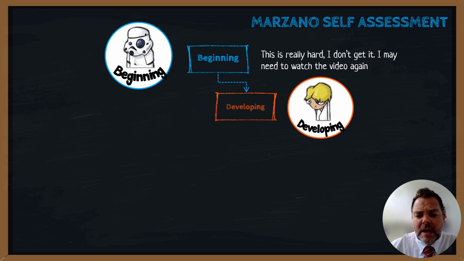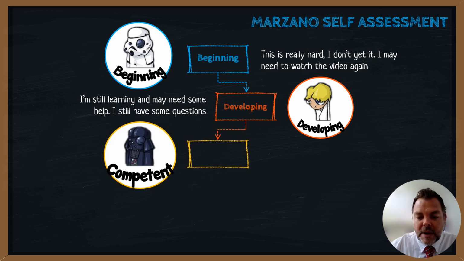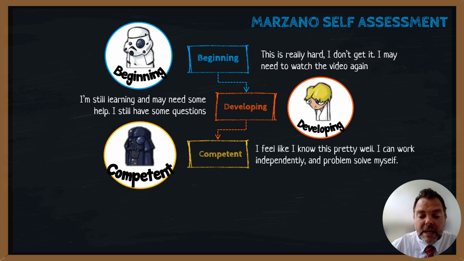And the next stage is our developing. So we've learnt it, we understand parts of it, but there are still questions that need to go. We've still got questions before we get to that better understanding. So the next one is our competent. This means that we understand it quite well. We can work independently, and we can problem solve by ourselves. But there may be some areas that we're still struggling with.